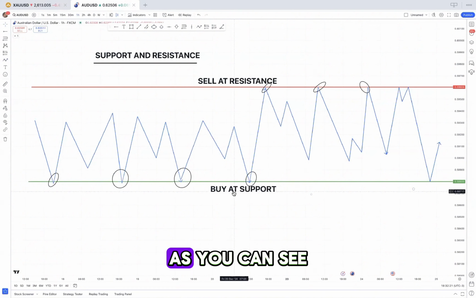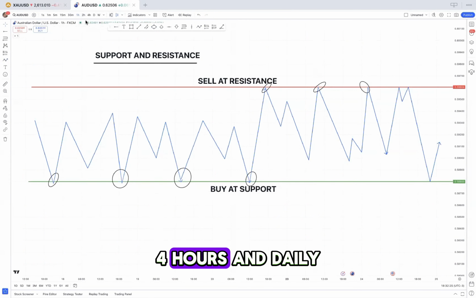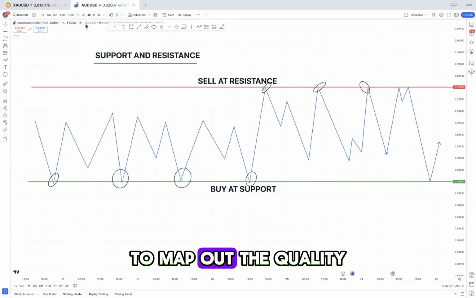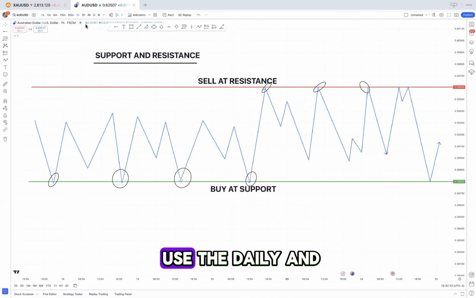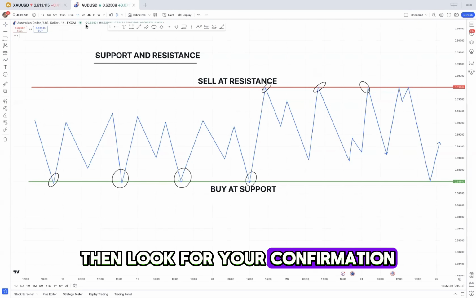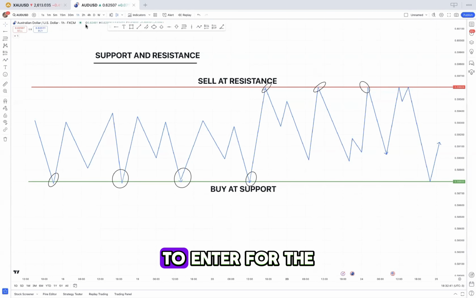For me, as you can see on my setup here, I just use the 1 hour, 2 hours, 4 hours, and daily. But if you want to map out the quality resistance and support area, I'd say you should use the daily and the 4 hours to map it out. If you are a day trader, you can use the 1 hour to map it out, then look for your confirmation in the lower time frame to enter for the trade.